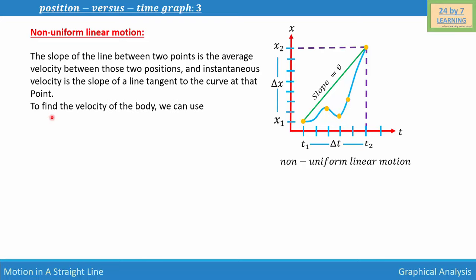Now, to find the velocity of the body, we can use slope equals delta x over delta t. So basically, if you have a non-uniform linear motion, you can find the velocity using this information.